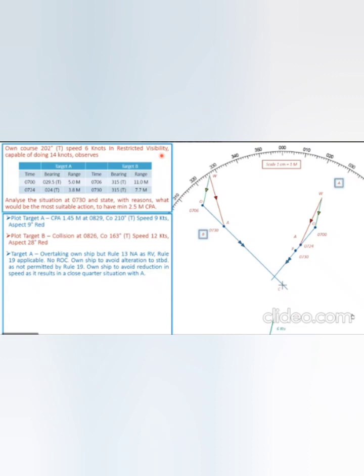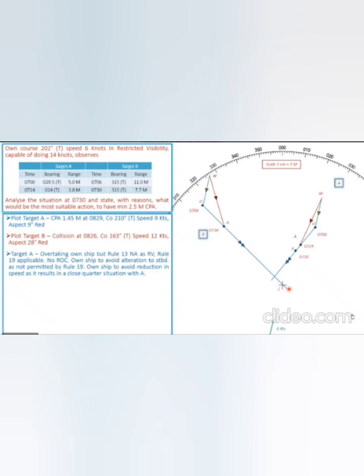Now at the moment there is no risk of collision if both the ships maintain their course and speed. However, if own ship takes action after 7:30 to pass clear of the other ship, target B, then in this scenario, whatever action we take, as per Rule 19, we should avoid an alteration of course to starboard, as this action contravenes Rule 19D of the ROR. So alteration of course to starboard should be avoided. Rule 19 says a vessel should not alter course towards a vessel abaft her beam.